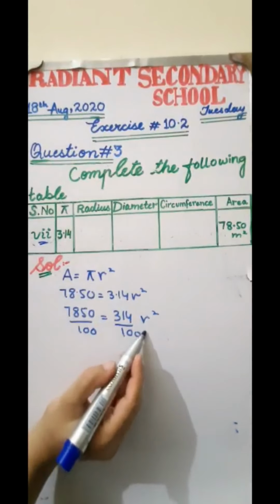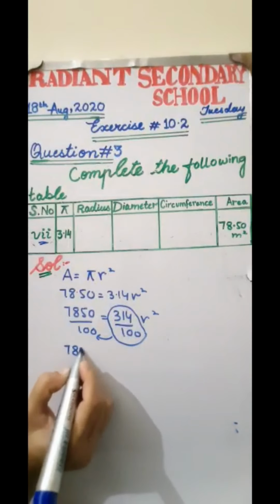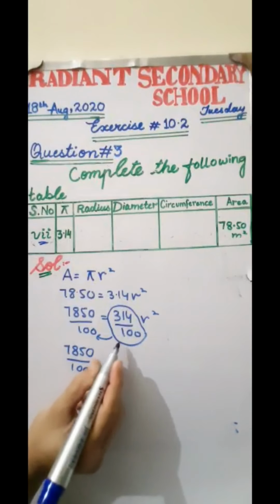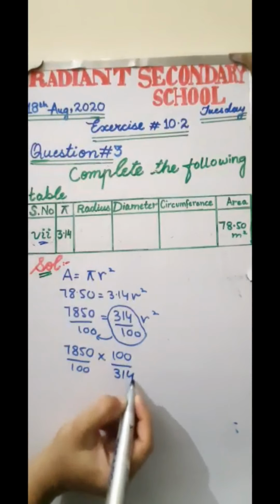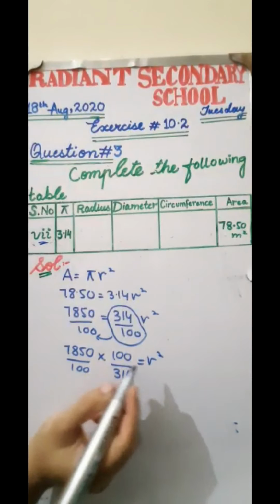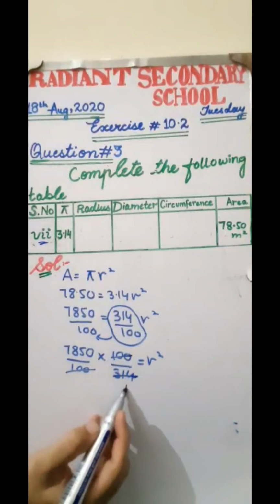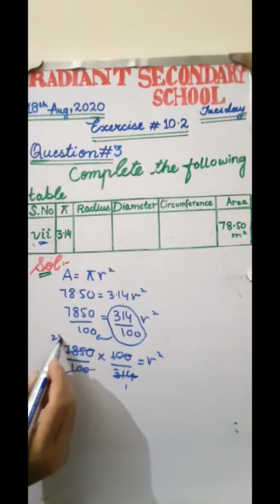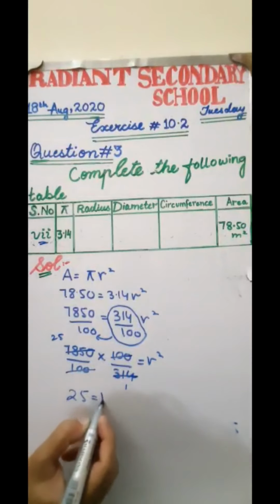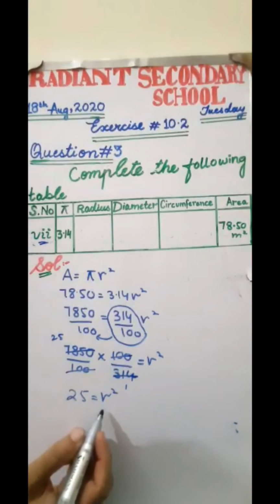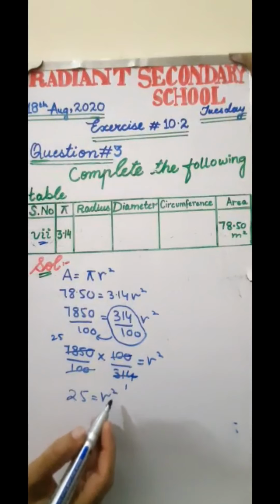Now we can take that whole fraction on that side, it will become 7850 over 100. It will become reciprocal, okay? 100 over 314 is equals to r square. Now this 100 can be cut with this one, and 314 ones are 314, 314 25s are 7850. Now 25 is equals to r square. We need r because r is a radius, r square is not a radius. That's why we have to remove this power from there.